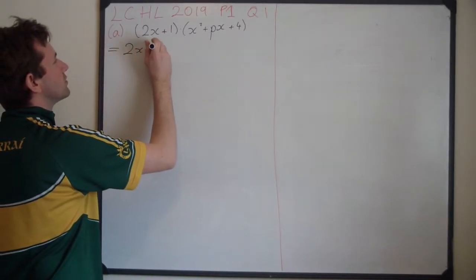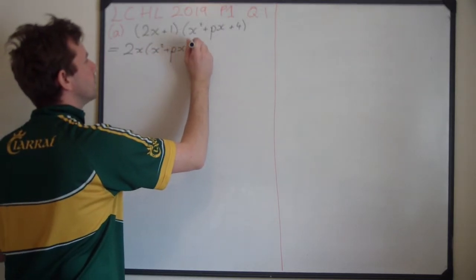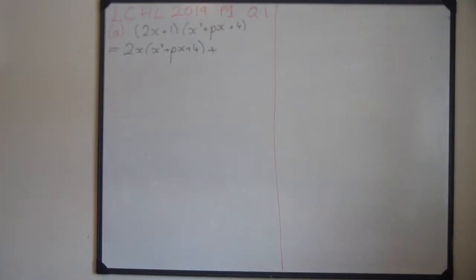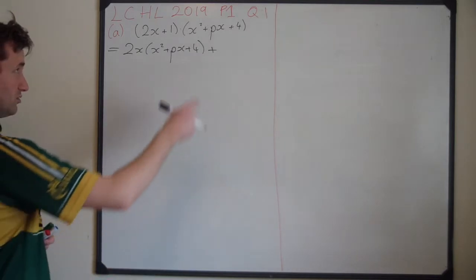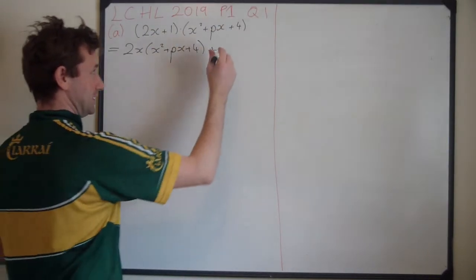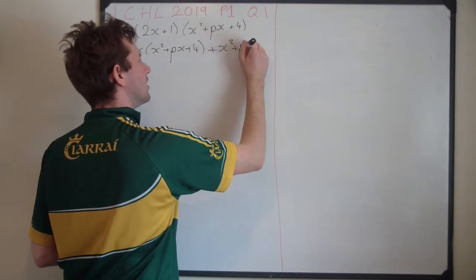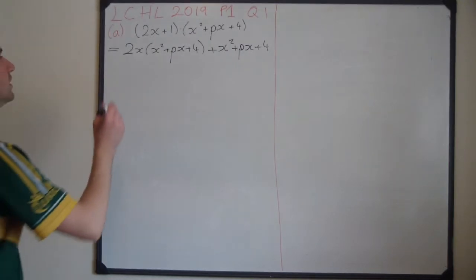So we're going to do 2x times x squared plus px plus 4, plus 1 times this. And of course, it's a good time to point out something. Multiplying by 1 gives you the same thing, so there's no real point writing 1 times something. Let's just write x squared plus px plus 4 is equal to itself. And now we'll multiply this out.